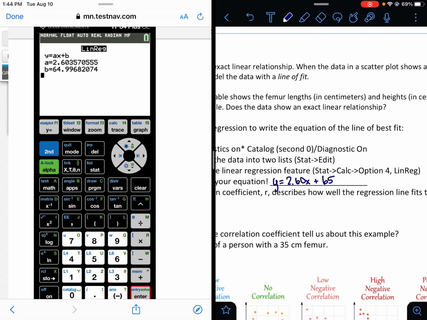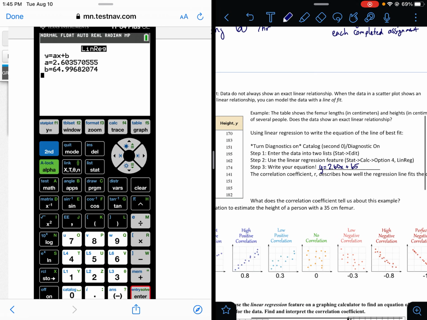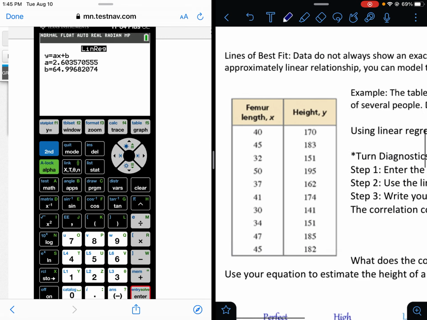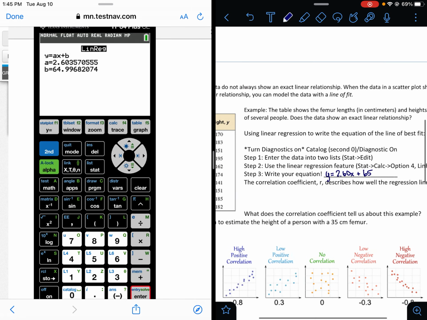So it looks like femur length is in centimeters. For every 2.6 centimeters in height we grow, our femur is growing 1 centimeter. So it's 2.6 over 1 is the slope, and it's y over x, so it should be height over femur length.